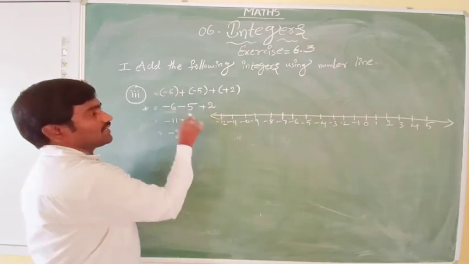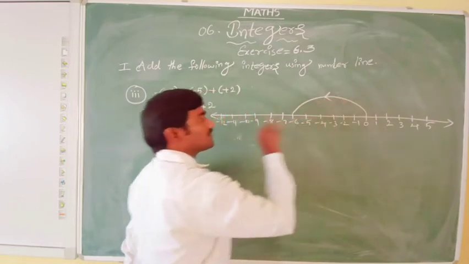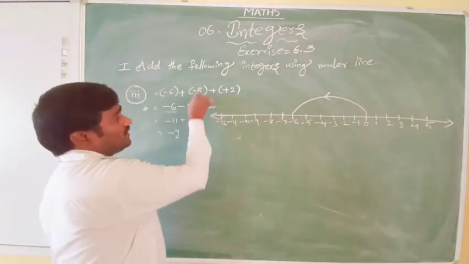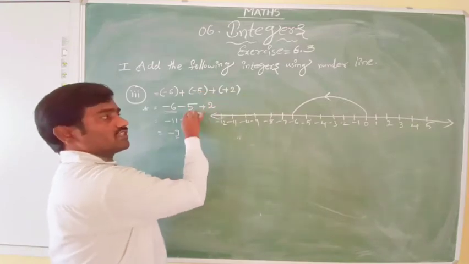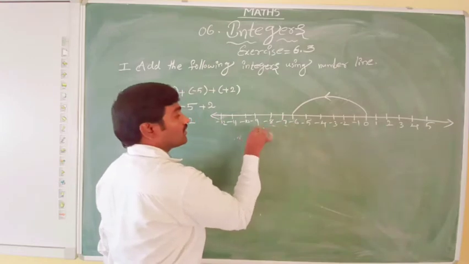Minus 6. Minus 6 in the sense from 0 to here we have to go minus 6. Okay. Then after, again minus 5. Here, wherever you see, it is minus 5. Minus in the sense left side again. How many? 1, 2, 3, 4, 5.